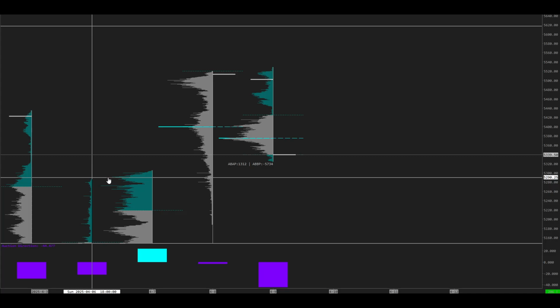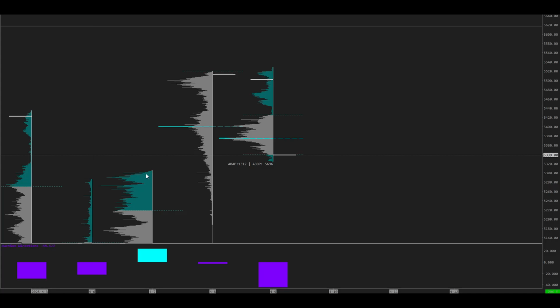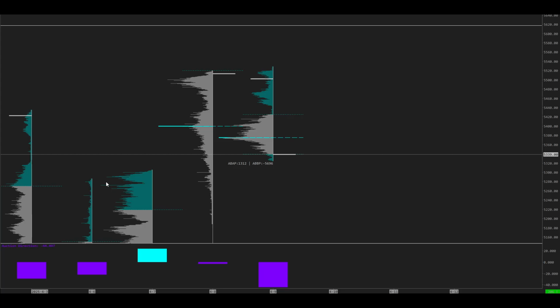So we do have these prior session highs in here, so we could potentially see it stalling out a little in that area. We'll have to see. After flushing lower, it bounced, but it hasn't been long. It could just flush right back down.